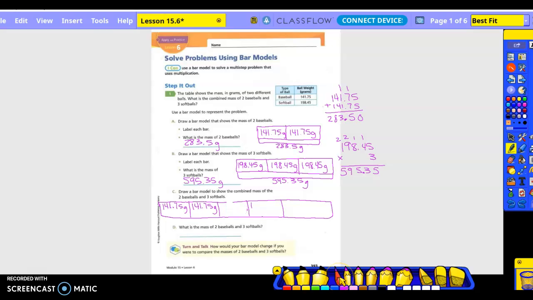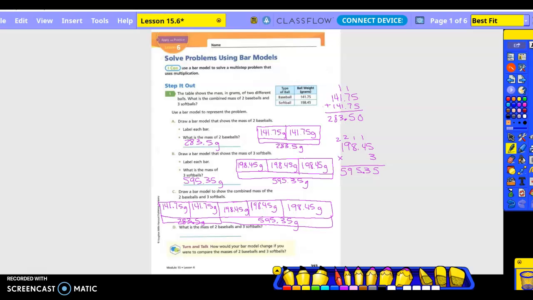Okay, so 198.45 grams, 198.45 grams, and then 198.45 grams. Okay, so we know that these first 2 were what? 283 and 5/10, right? Okay, grams. And we know these other 3 were what? 595 and 3,500 grams, right?